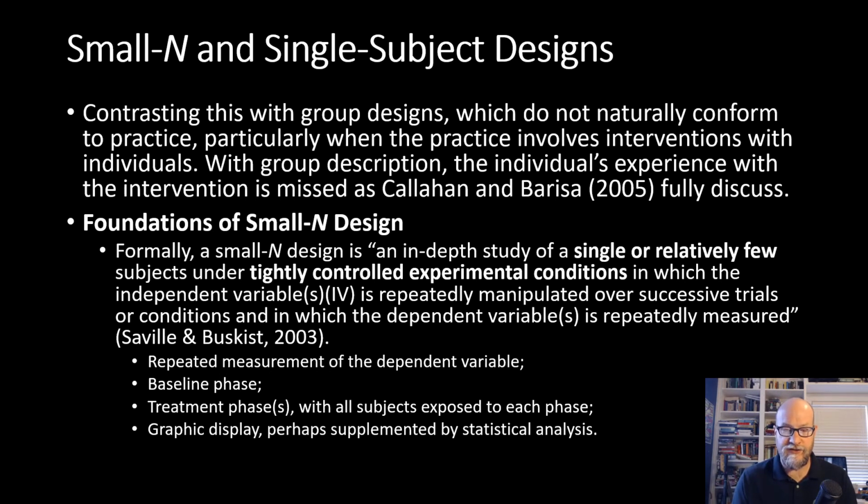So some characteristics that we're going to associate with a small n design: this type of research has repeated measurement of the dependent variable. So it's very atypical to see just one post-test. You'll almost always see at least a pre-test and a post-test. What you more commonly are going to see is multiple tests throughout the process, and addition and removal of the intervention in a systematic way. So there's always a baseline phase, a pre-test baseline phase. Then there'll be some sort of treatment phase where all subjects, or the single subject, are exposed to each phase of the intervention.